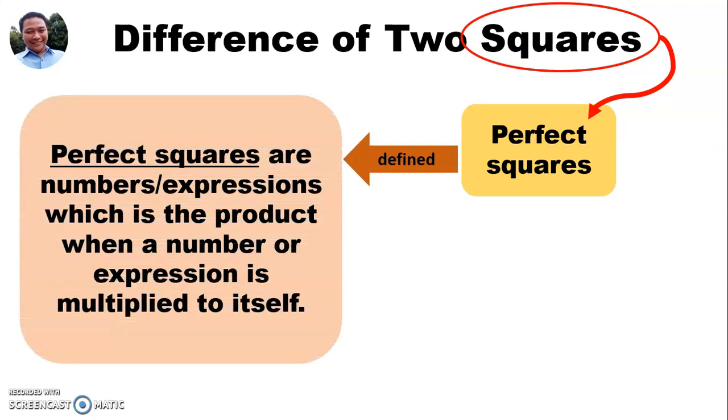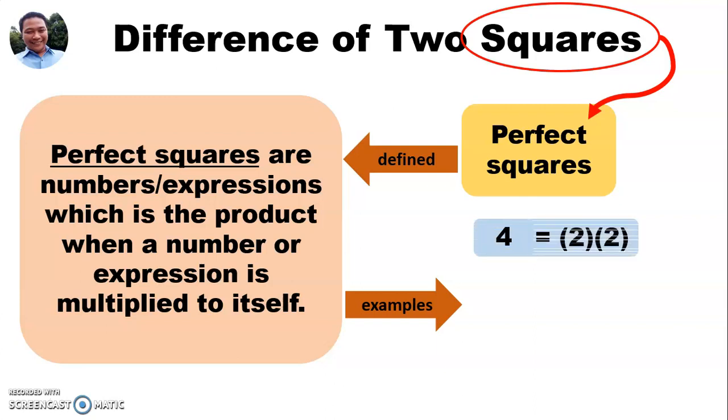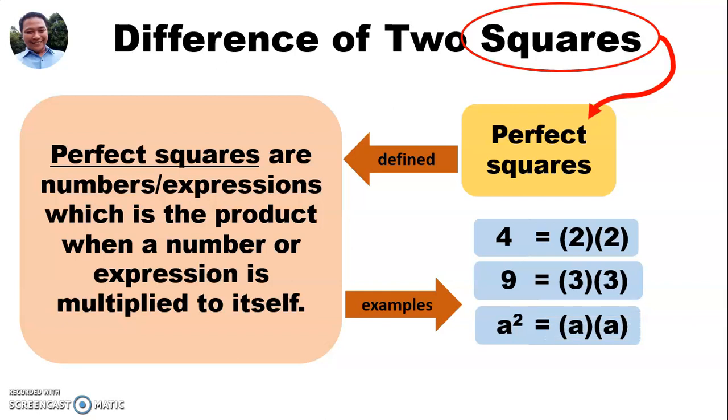It is defined as the numbers or expressions which is the product when a number or expression is multiplied to itself. For example, 4. It is the product when 2 is multiplied to itself. Another, 9. It is the product when 3 is multiplied to itself. a squared. It is the product when a is multiplied to itself. y raised to the 6th power. It is the product when y cubed is multiplied to itself.